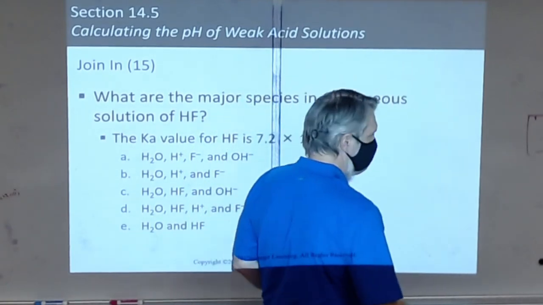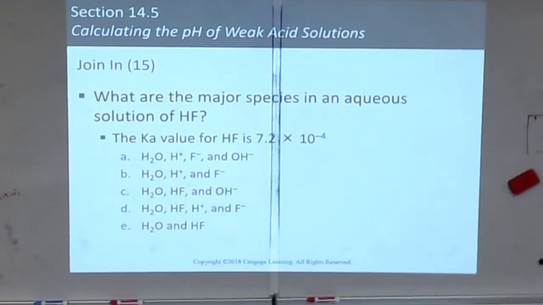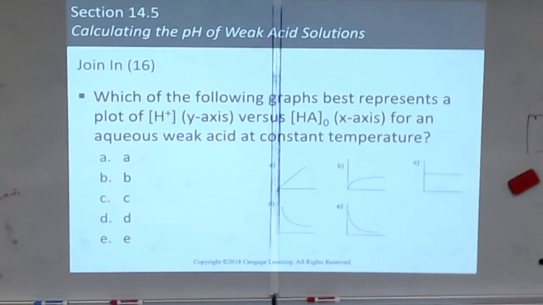Let's do this one. Some more. All right, let's try another one. Let's see a fun little graph. Ooh, fun graph. Which of the following best represents a plot of hydrogen ions versus the acid for a weak acid at a constant temperature?